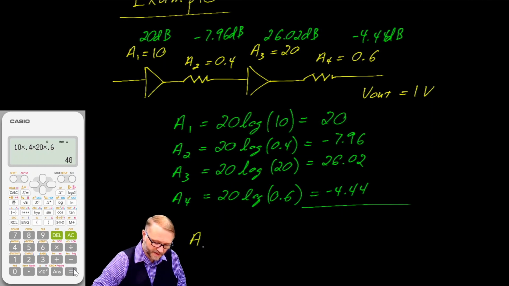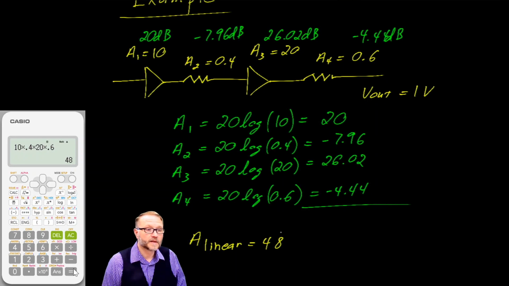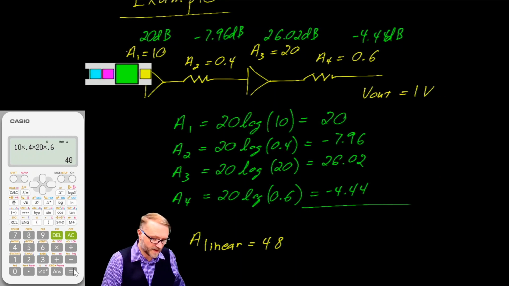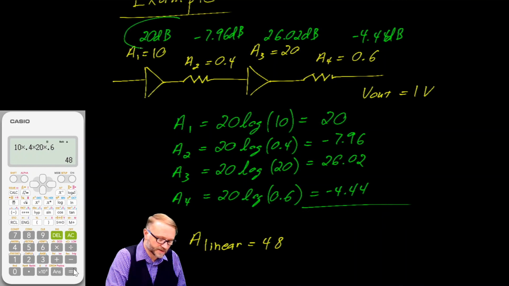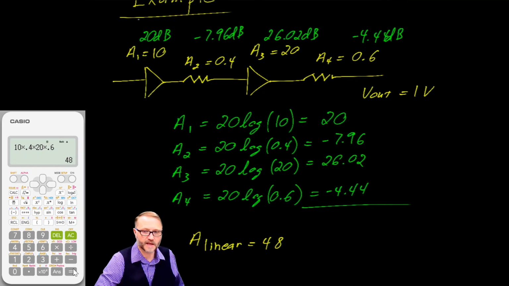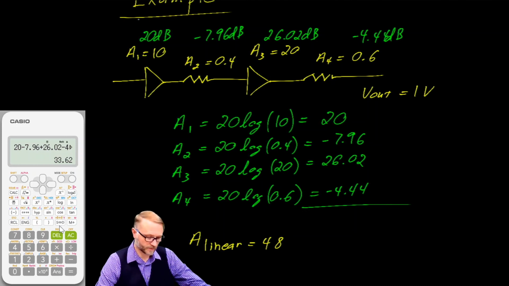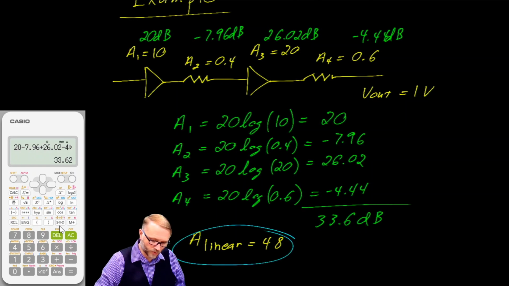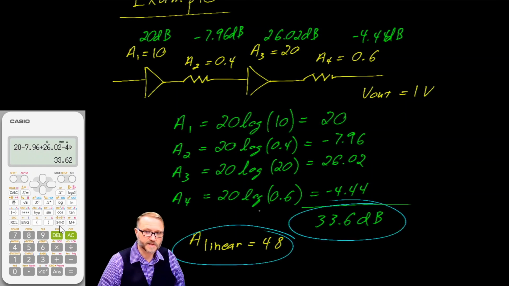We'll write that here as linear gain is equal to 48. Once again, for linear gain, we were dealing with a multiplication operation. For decibels, it's an addition. So we take all these numbers and we add them together. That gain is 20 minus 7.96 plus 26.02 minus 4.44, which is 33.6 dB. The linear gain is 48. The gain expressed in decibels is 33.6.